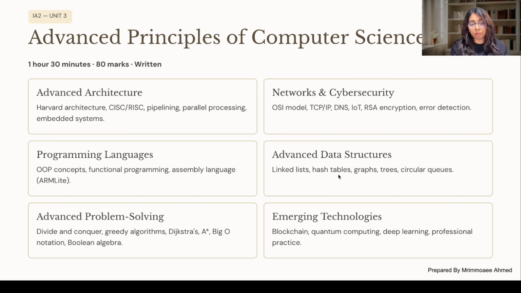CISC is complex instruction processing, how the processor works with complex tasks and all. They are two different types of architectures that we will go through. We will go through pipelining. Pipelining basically processes instructions at the same time, so it improves the performance as well. It improves performance by processing multiple instructions at the same time. So this is related to pipelining.